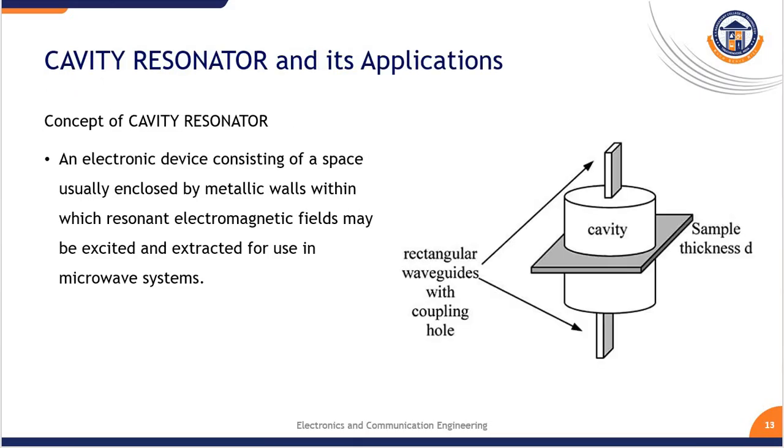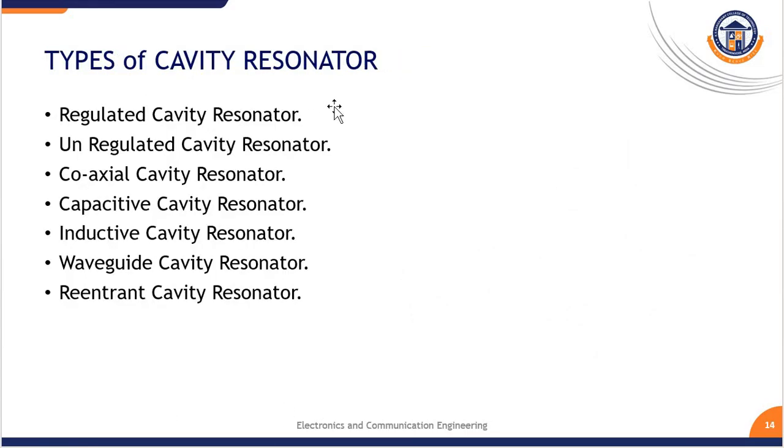Cavity resonator and applications. A cavity resonator is an electronic device consisting of a space usually enclosed by metallic walls within which resonant electromagnetic fields may be excited and extracted for use in microwave systems. This is the rectangular waveguide with coupling hole and sample thickness. Types of cavity resonator: rectangular cavity resonator, circular cavity resonator, coaxial cavity resonator, capacitive cavity resonator, inductive cavity resonator, waveguide cavity resonator, reentrant cavity resonator.